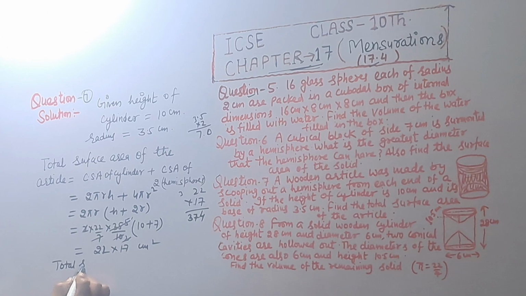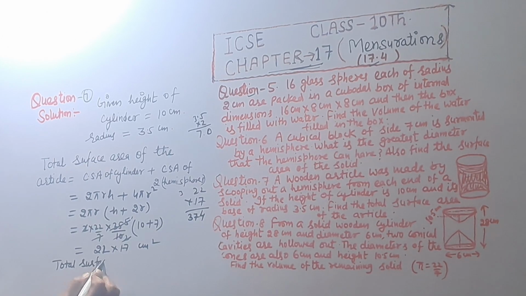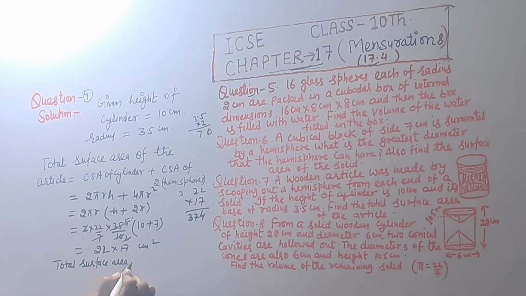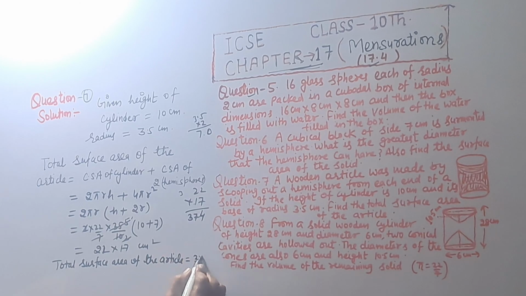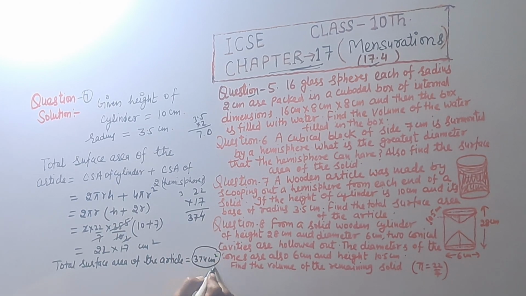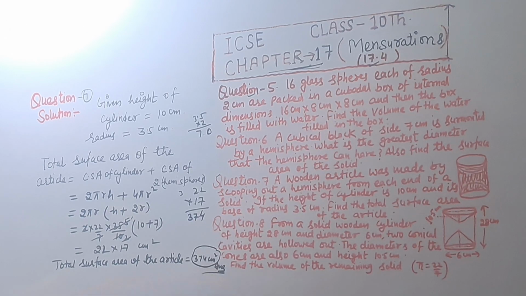Total surface area of the article is equal to 374 centimeter square. Answer.